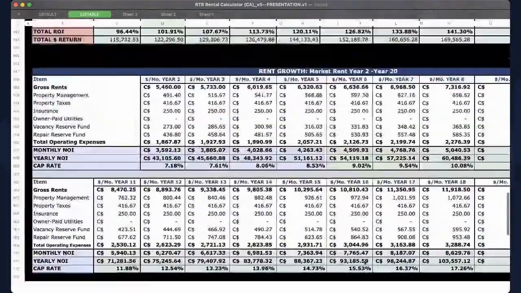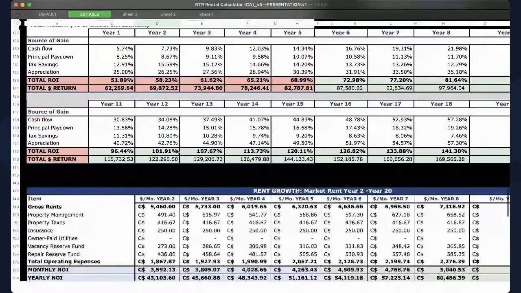So we now have all of this aggregating it all, and it looks exciting when you look at it: 62,000, 69,000, 73,000, and it goes up and up every year. But remember, you don't get all that cash in year 1. When can you pull that out?